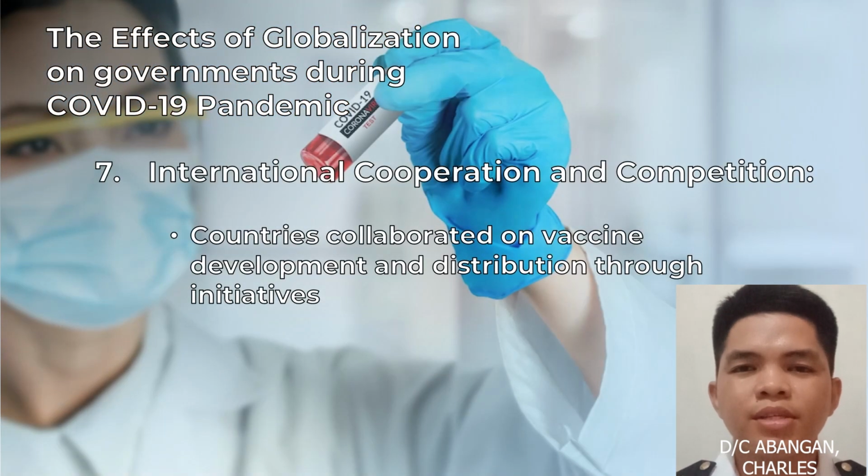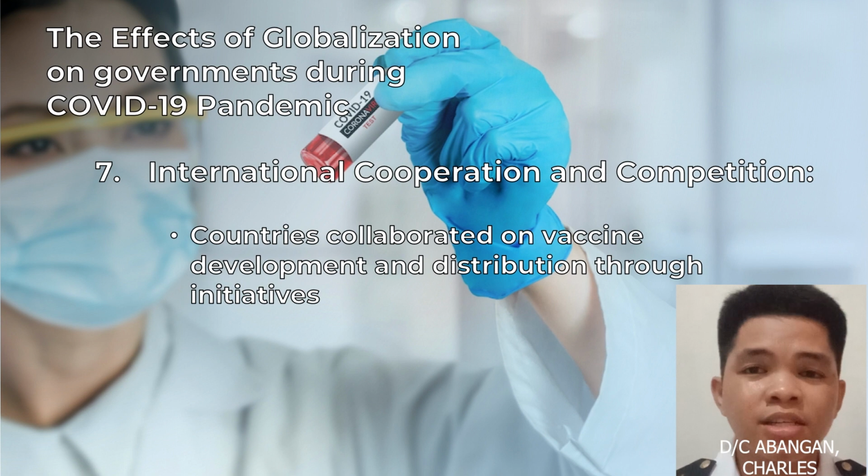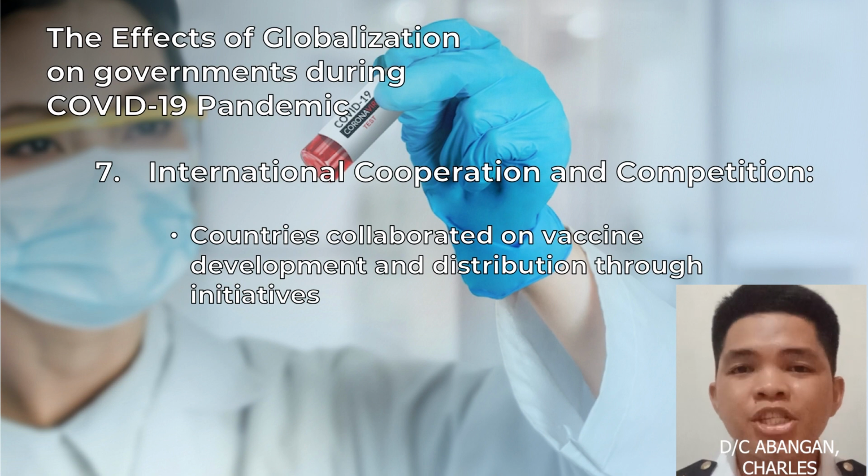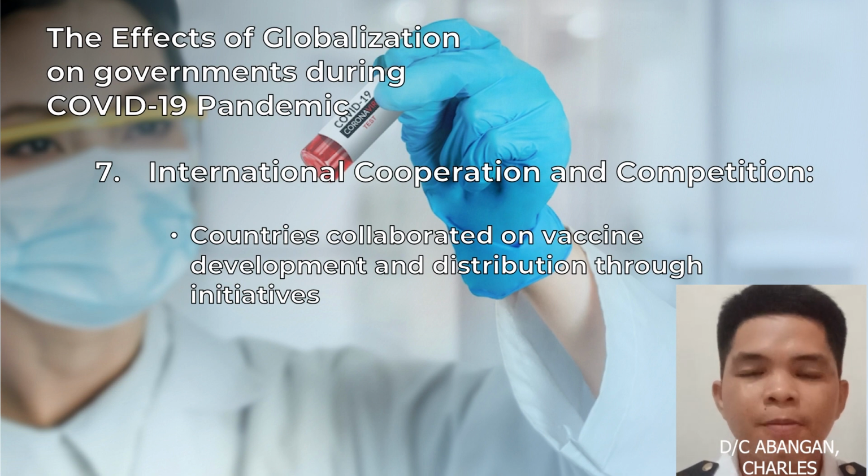7. International cooperation and competition. Globalization prompted both cooperation and competition among governments. In addressing the pandemic, countries collaborated on vaccine development and distribution through initiatives like COVAX. But there were also instances of vaccine nationalism and competition for limited resources.